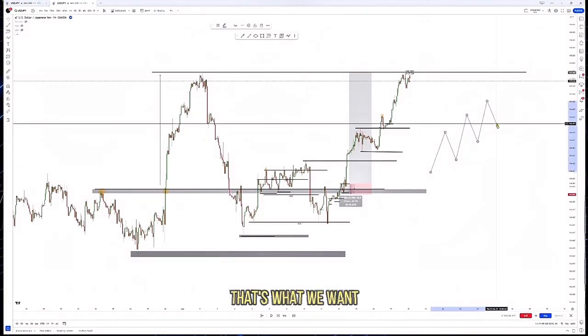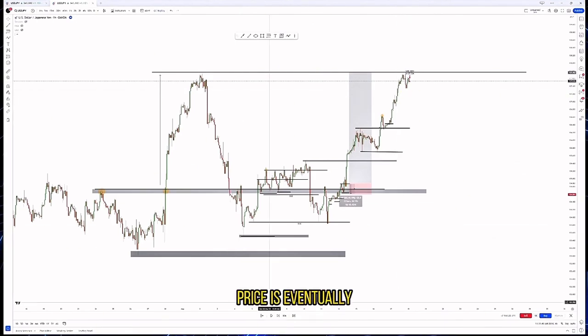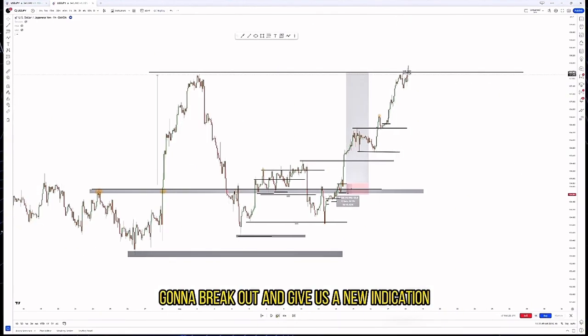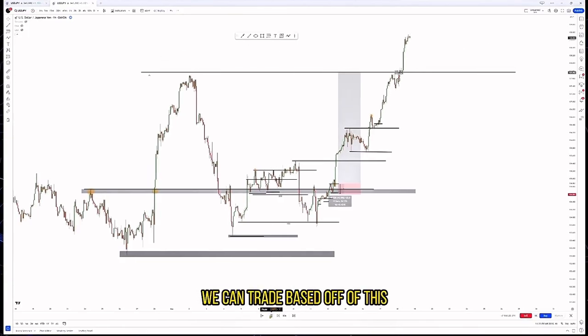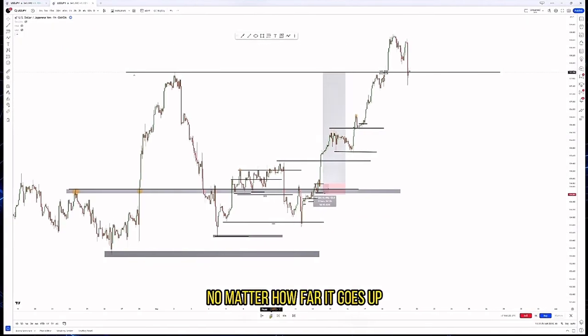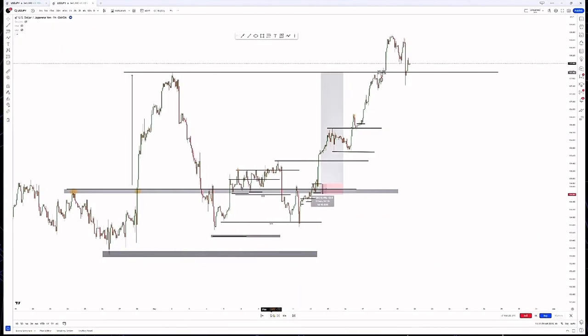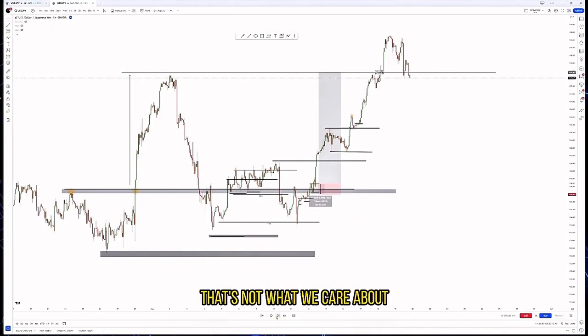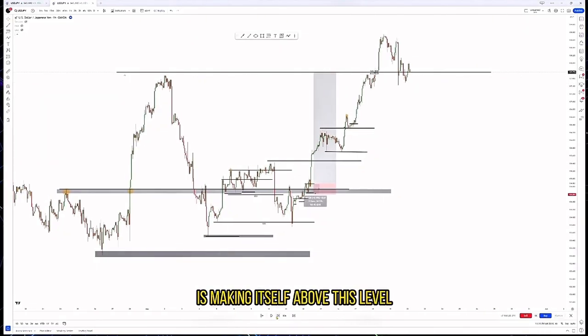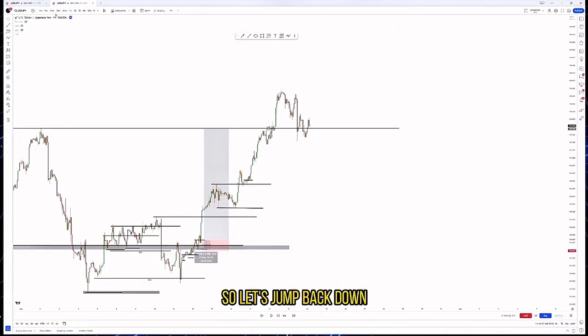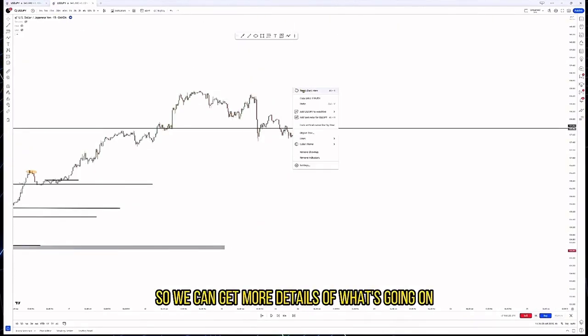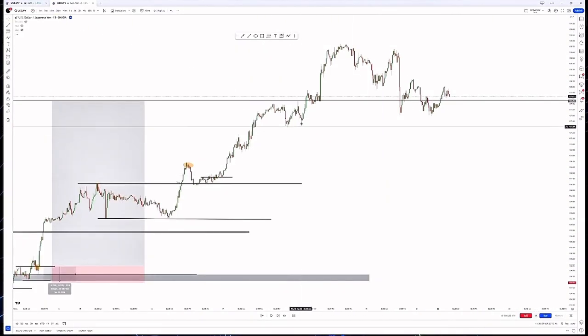That's what we want. So as we see here, price is eventually going to break out and give us a new indication. This is our new indication. We can trade based off of this. No matter how far it goes up, we don't care, because that's not what we care about. We only care when price is making itself above this level and it becomes bullish. So let's jump back down so we can get more details of what's going on.